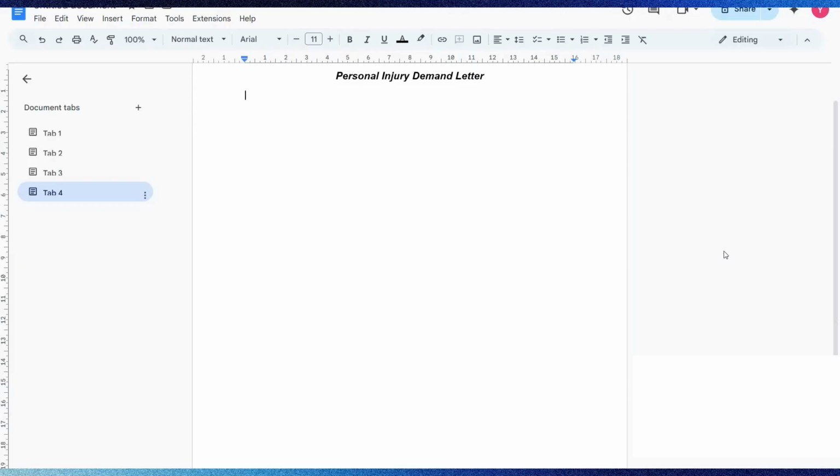Today you'll learn how to write a personal injury demand letter. This letter is a formal request sent to an insurance company outlining the details of your injuries, expenses and losses caused by an accident and demanding fair compensation.